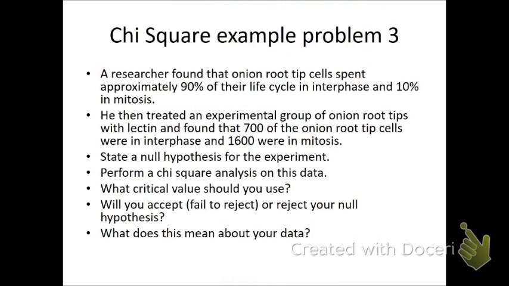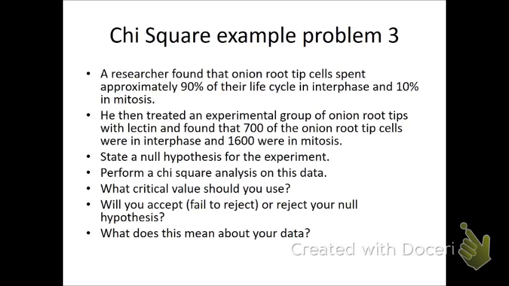All right, this is Matt Dean with A+ College Ready, and this is our third and final chi-square example problem. In this particular problem, a researcher found that onion root tip cells spent approximately 90% of their life cycle in interphase and 10% in mitosis. He then treated an experimental group of onion root tip cells with lectin, it's a chemical, and found that after being treated with lectin, 700 of the onion root tip cells were in interphase and 1,600 were in mitosis.